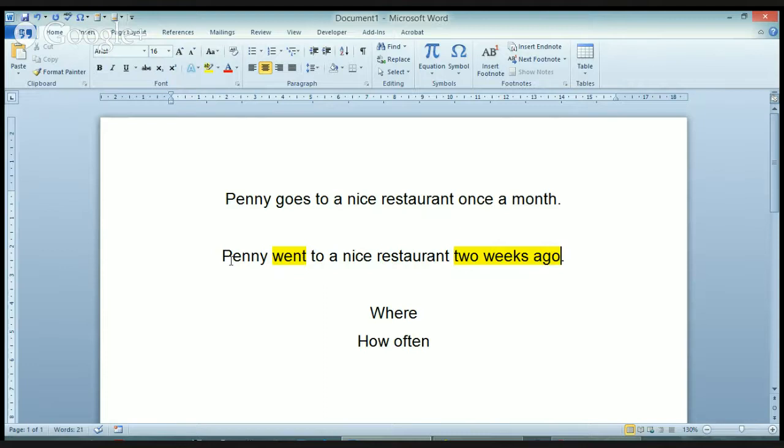For example, Penny going to a nice restaurant 2 weeks ago. No, it doesn't match. Penny goes 2 weeks ago. No, it doesn't match. So it has to match. Goes, we know it's present simple. It matches the time, regular time. Yeah. So what will be the questions in past simple?